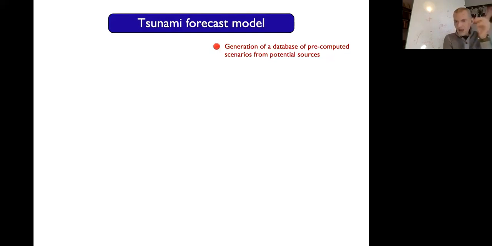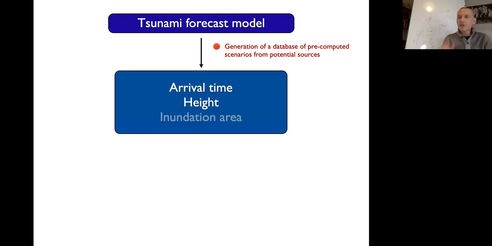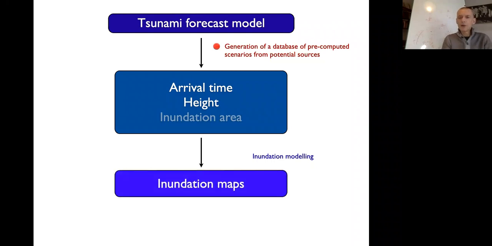Okay. Then you get information about an event, a place, and the magnitude, and you use these pre-computed scenarios, you assemble them, and then you can predict, on average, what is the most important arrival time, what is the maximum height, and if you want, you can use this to do a subsequent simulation process, dealing with nonlinear codes, with the interaction between the fluid and the solid part, and you can do some inundation modeling and to predict inundation maps.